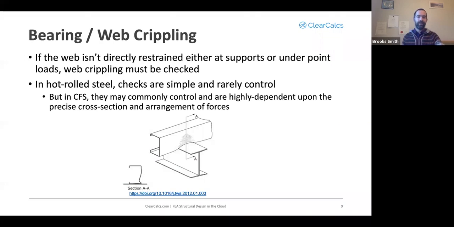Bearing and web crippling. In other materials, it's just called bearing. In cold form, we use a more specific term, web crippling. Same thing, essentially. If your web isn't directly restrained by means of, say, using a bracket for your connection at either supports or underneath point loads, then you need to check web crippling. In other materials, such as hot rolled steel, those checks exist, but they're pretty simple and they rarely control. In cold form steel, they have a decent chance of actually controlling your design, and they're highly dependent upon the precise cross-section and the arrangement of forces in your beam.